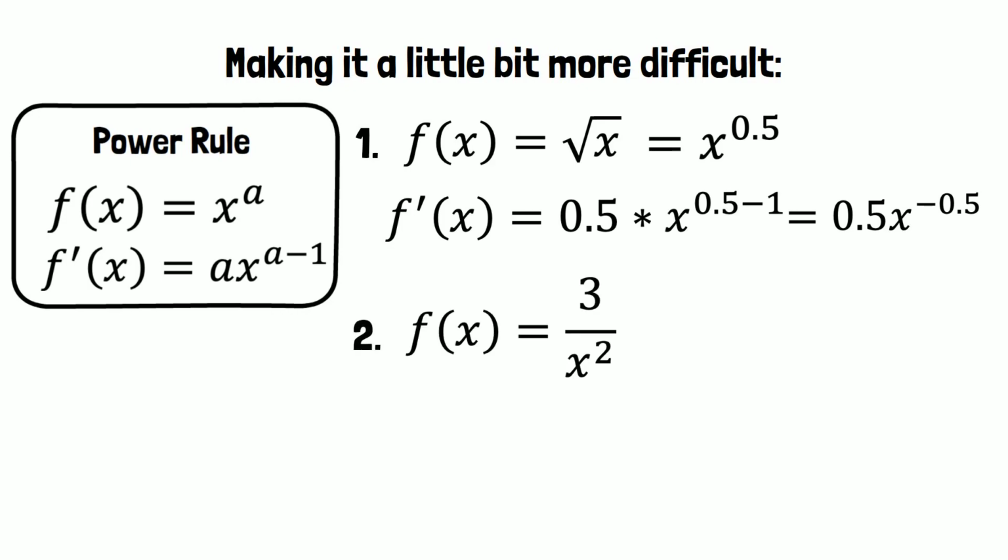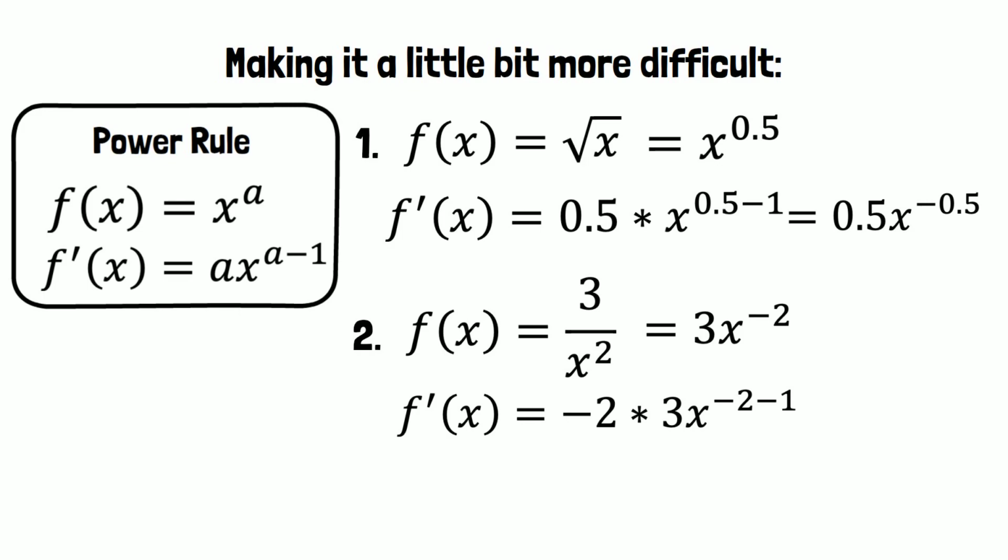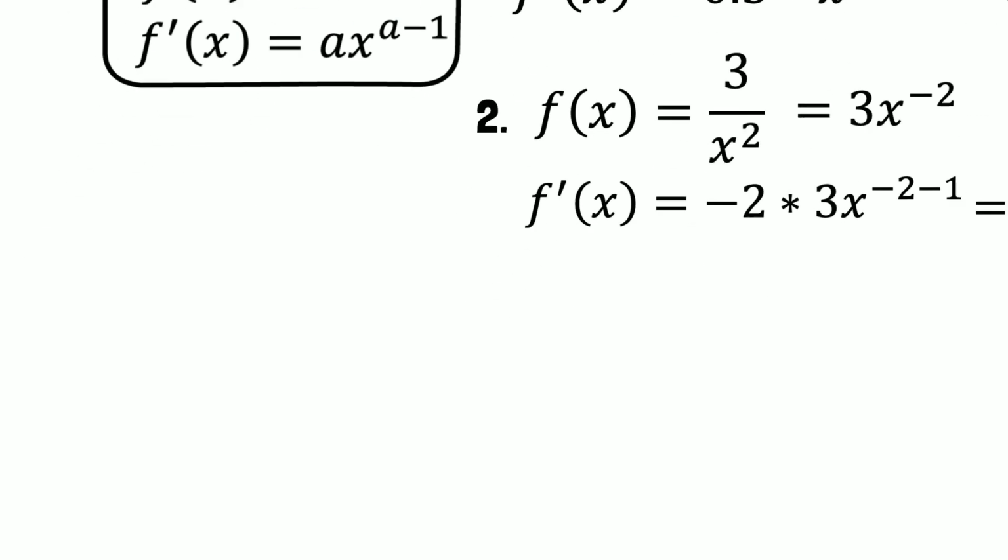Our next example is 3 divided by x raised to the power of 2. I'll give you a couple of seconds to come up with the answer now, and you can pause the video if you need more time. Dividing by x raised to the power of 2 is the same as multiplying by x raised to the power of negative 2. This means that 3 divided by x raised to the power of 2 equals 3 times x raised to the power of negative 2. Applying the power rule from here gives us minus 2 times 3x raised to the power of minus 2 minus 1. This is the same as minus 6x raised to the power of minus 3.